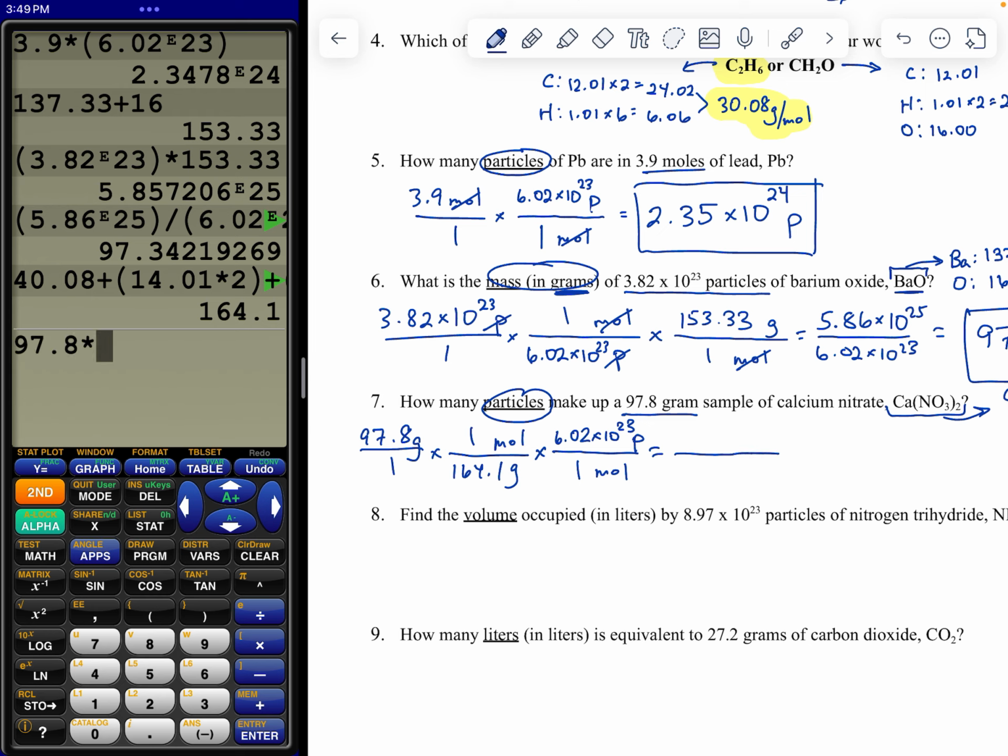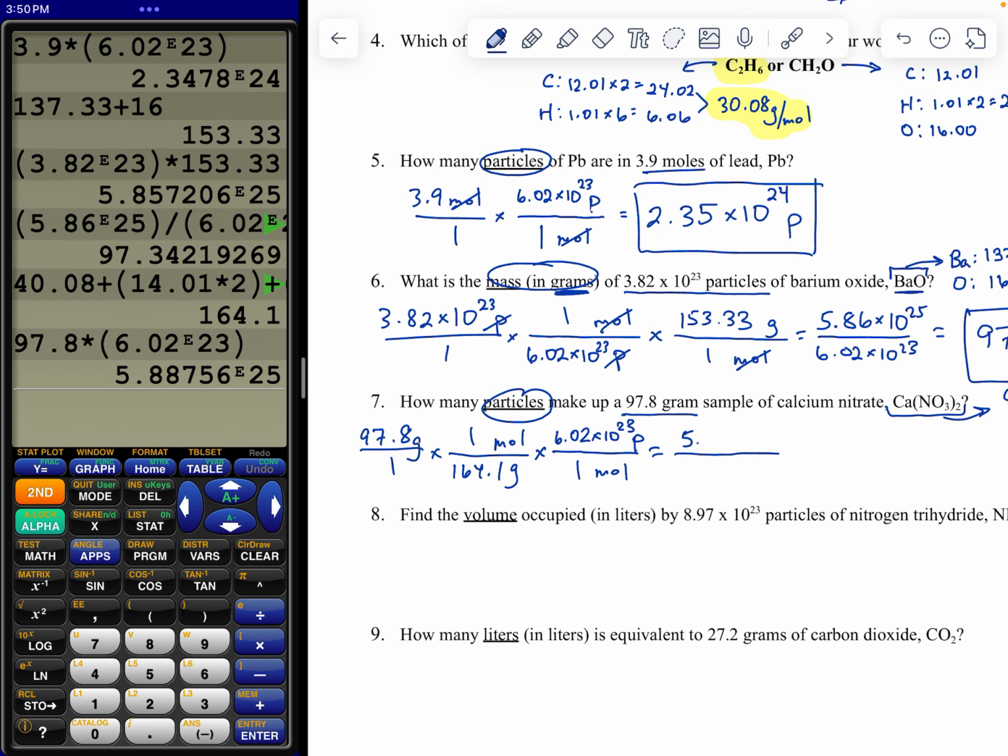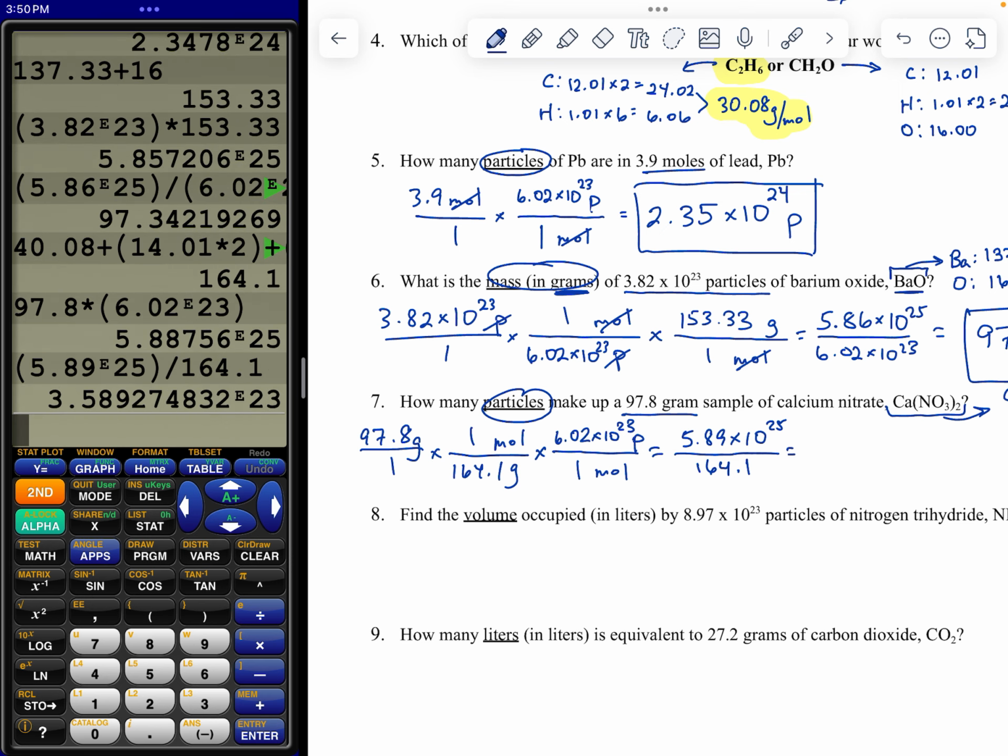97.8 times 6.02 times 10 to the 23rd gives me 5.88, actually 5.89 times 10 to the 25th, and 164.1 on the bottom, and divide those two values, 5.89 times 10 to the 25th divided by 164.1. And we end up with 3.59 times 10 to the 23rd particles.